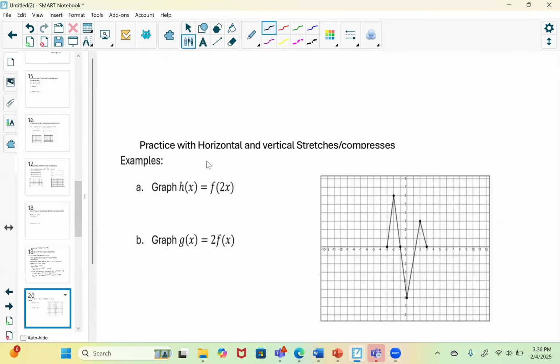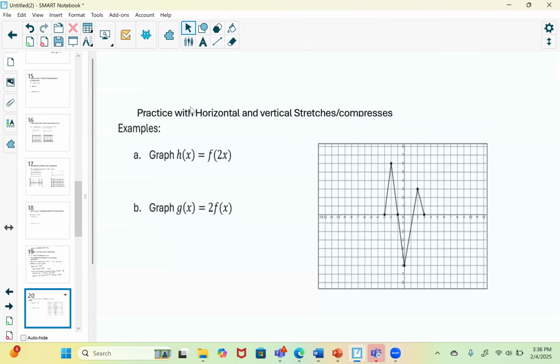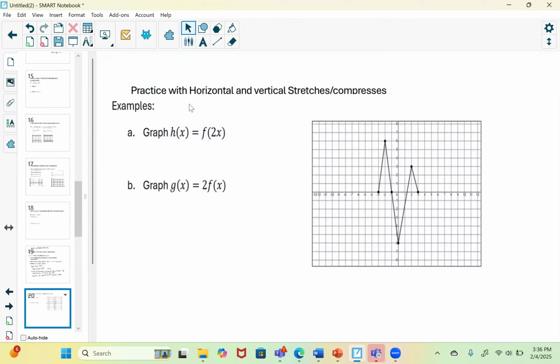So let's practice with some of the stretches, compressions. So we have this function, which I'm going to call f of x, and we are going to graph both h of x and g of x. So this is f of x. And the first thing we're going to do is graph h of x, which is f of 2x. So this 2 is inside. That's like my b is 2.